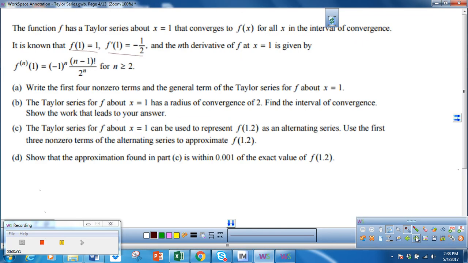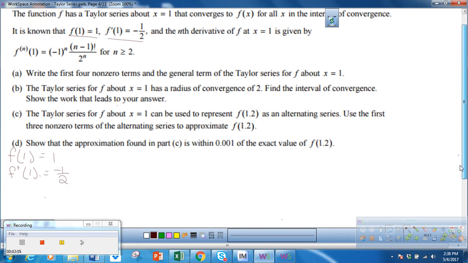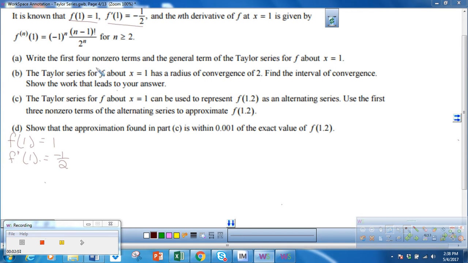So let's start with what they gave us. They gave us that f of 1 is equal to 1, and f prime of 1 is equal to negative 1/2. And now they want us to write the first 4 non-zero terms, so we need to find the next 2 derivatives.